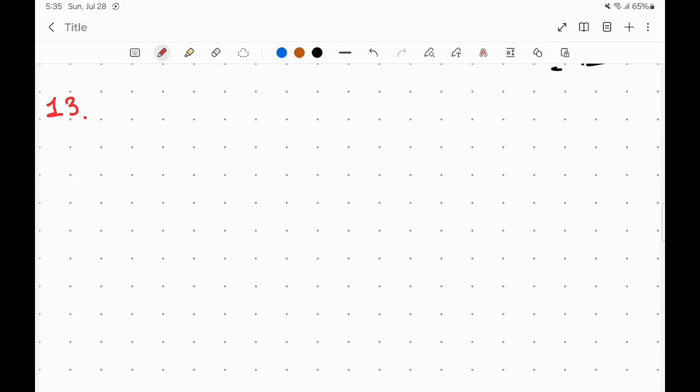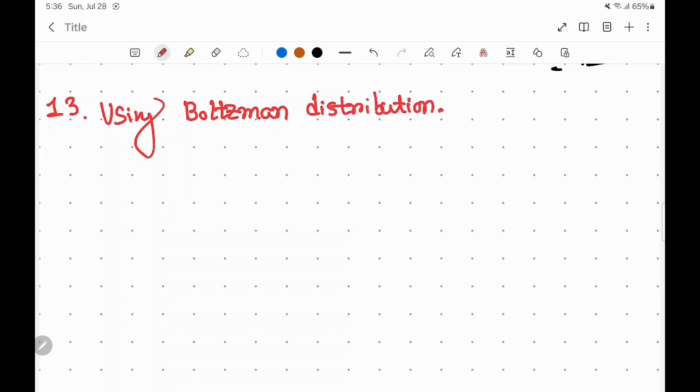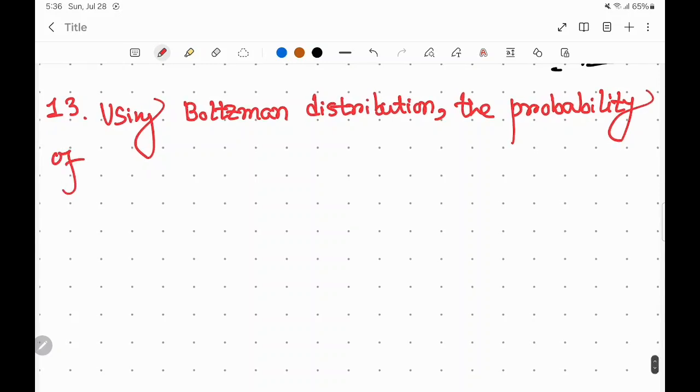Okay. Next question. This is a very important question. Using Boltzmann distribution, Boltzmann meaning Maxwell Boltzmann. In the lectures of the first week we essentially discussed the Boltzmann distribution. That means they are considering the distinguishable particle, classical particle.